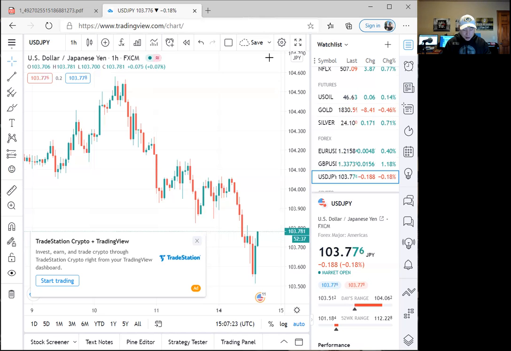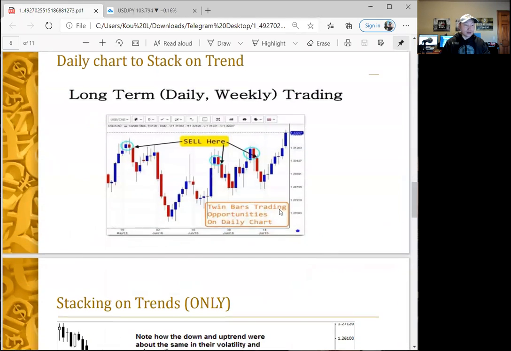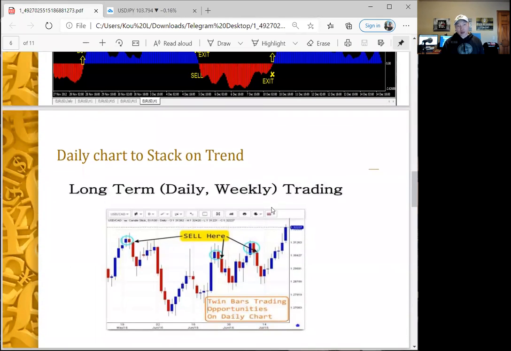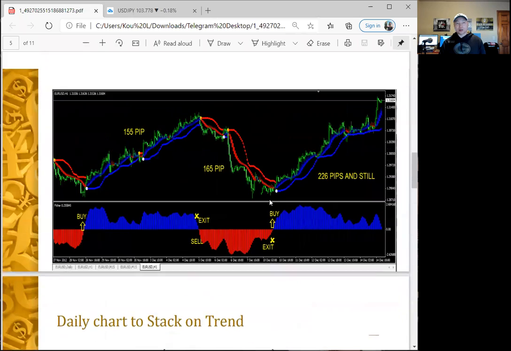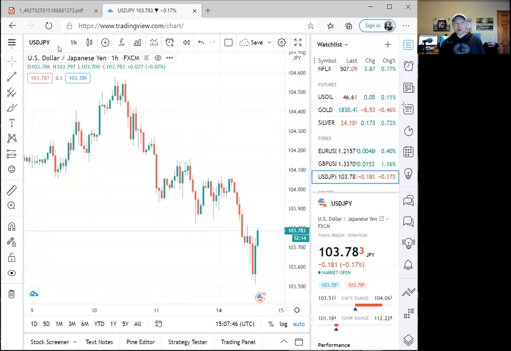So let me go back here to my thing. The daily chart stack on a trend. I will go over this in a separate video, because I will tie it with the weekly and understanding the daily and weekly trends, so that you can understand the daily and weekly structures. But back to the 1 hour, you can see how much USDJPY is going up right now, and it's really crazy, right?